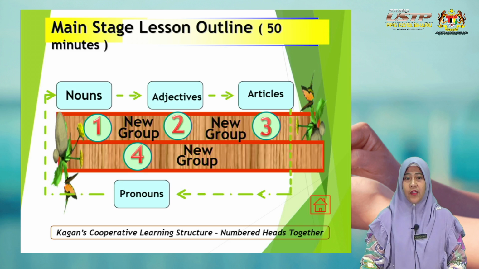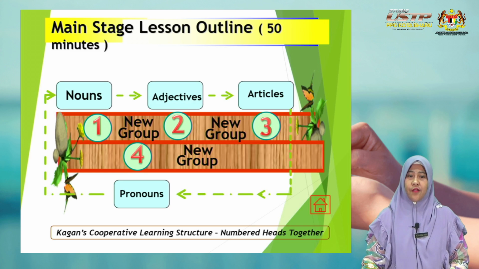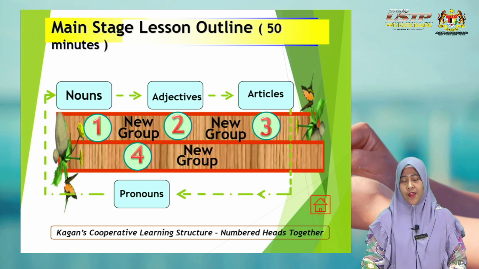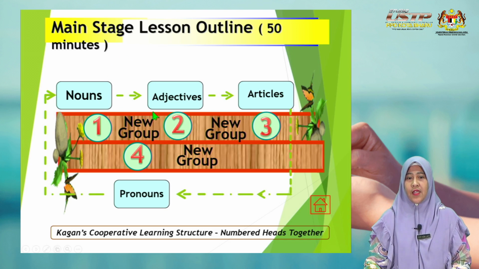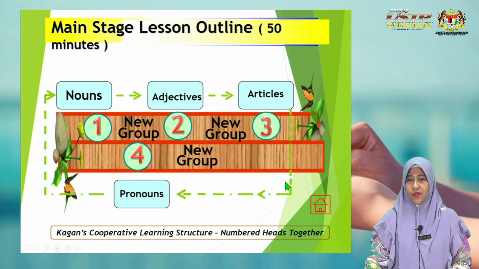Okay, these are their new groups. There are 4 groups altogether. The first group will get nouns. The second group will get adjectives. The third group will get articles. And the fourth group will get pronouns.